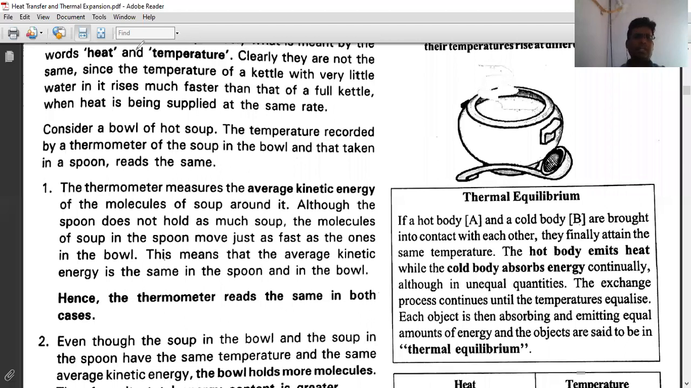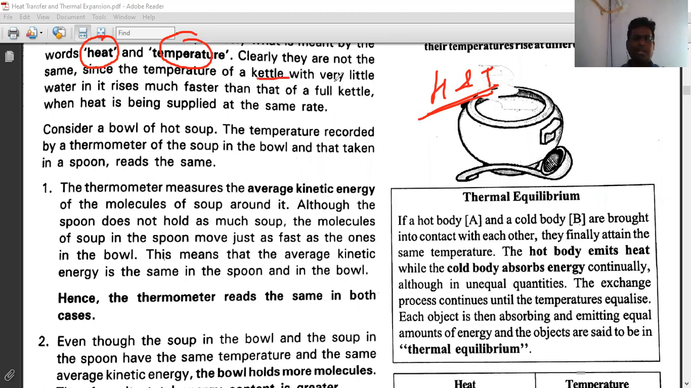So now we will understand what is the difference between heat and temperature. Clearly, they are not the same. Heat and temperature are different things. So both are not the same thing. For this understanding, we take an example.